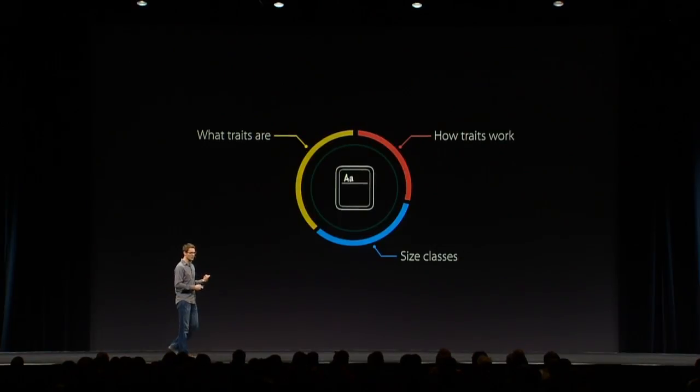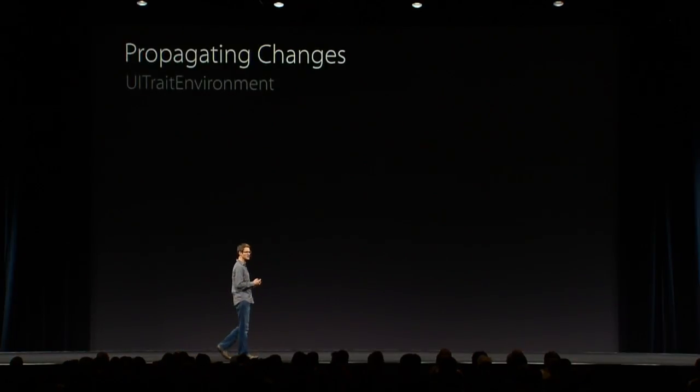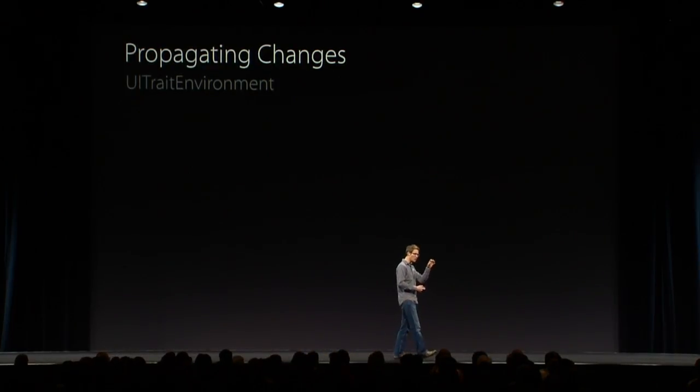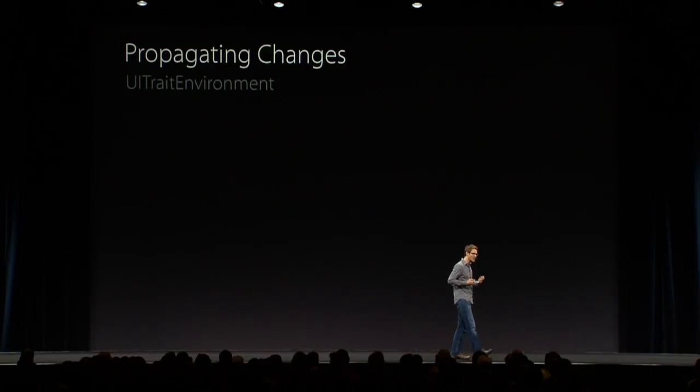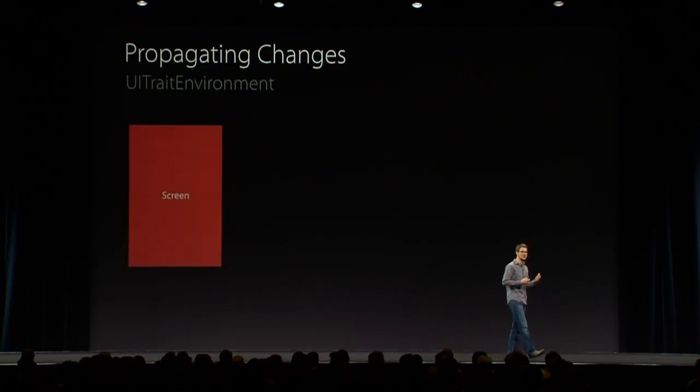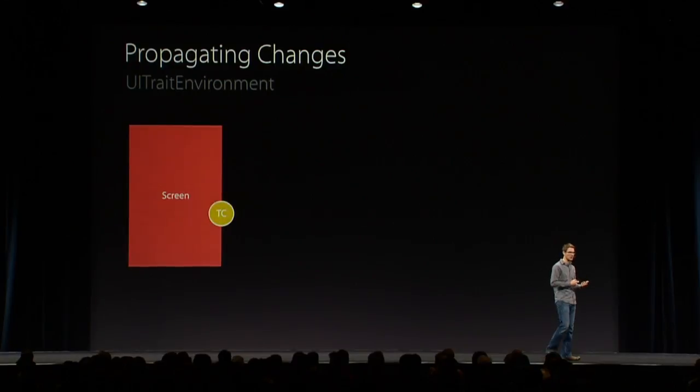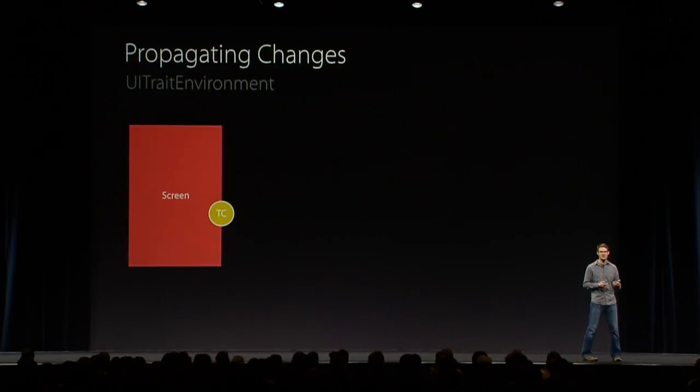In a nutshell, or in a sentence rather, the way the trait system works is it takes a trait collection and it propagates it down through your view hierarchy, giving each stop along the way a chance to react to that trait collection. So it all starts at the screen level, and the screen's going to have a trait collection. What's important to note about this is that every device and orientation and adaptation is going to have a fully specified trait collection. And what I mean by that is that all the different traits are going to have values.